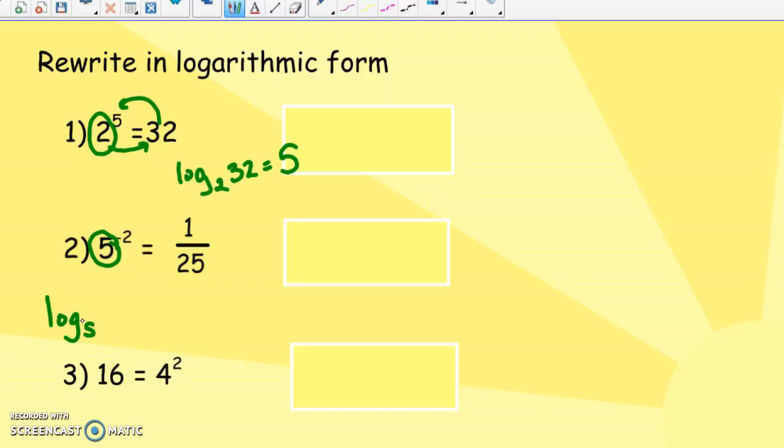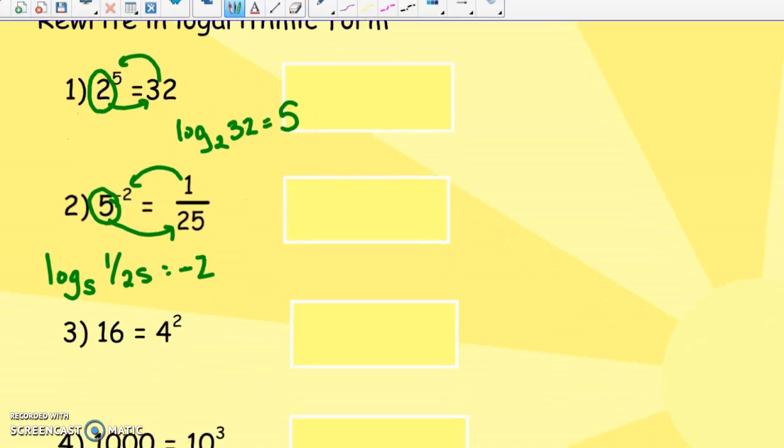So then that becomes a little subscript number when it's in log form, and then it goes in a counterclockwise motion. So log base 5 of 125 equals -2. Now, we can check these, and we'll show you on the next slide how we can use our calculator to plug in the log side and make sure that it equals the right side.